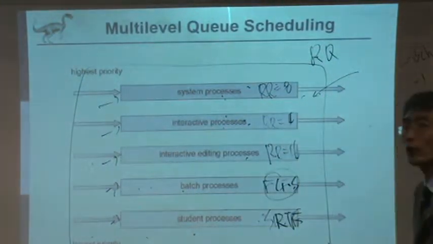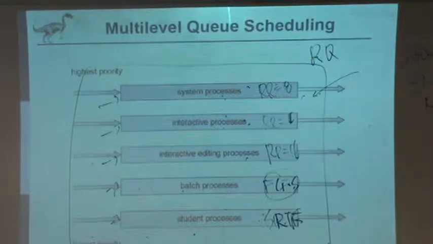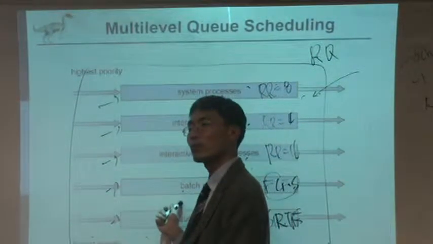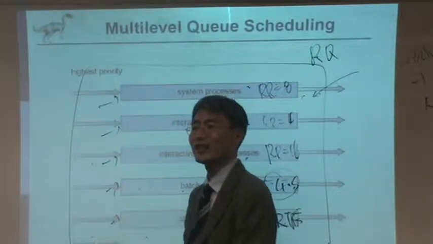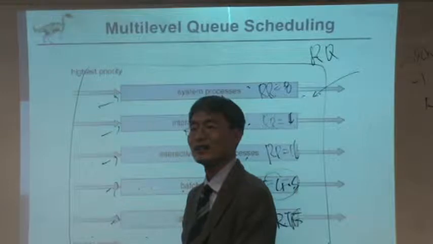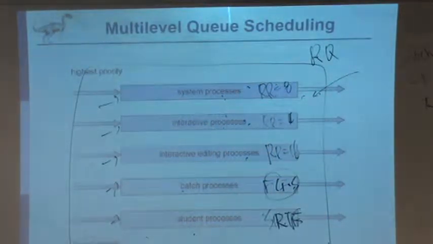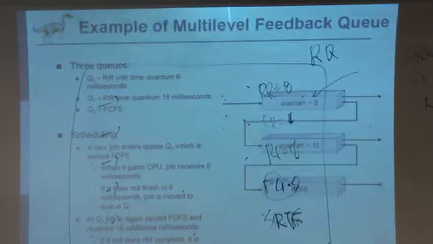Multilevel queue is good for changing the scheduling algorithm depending on the characteristics of the process. However, how can we determine the queue for the process? How can we address that? At that time, we can define the feedback queue, the multi-level feedback queue. Let's take a look at this.